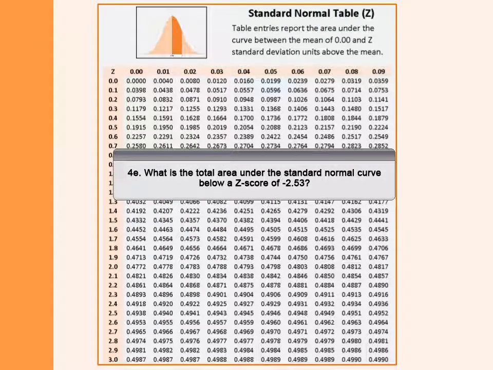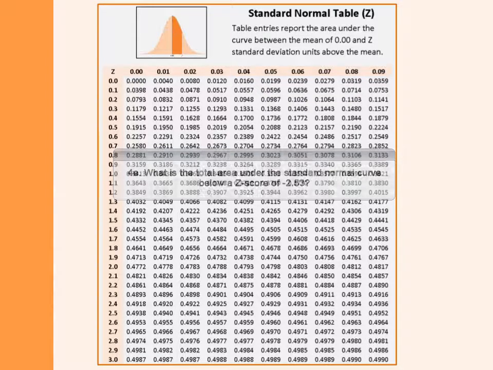For this last example, we're asked to find the area below a z-score of minus 2.53. Again, we'll take the absolute value of minus 2.53 and use that to find the area between the mean of 0 and a z-score of minus 2.53.